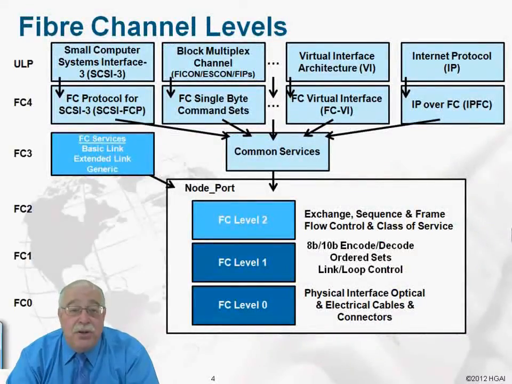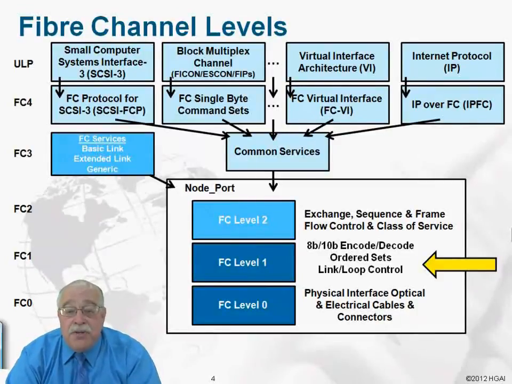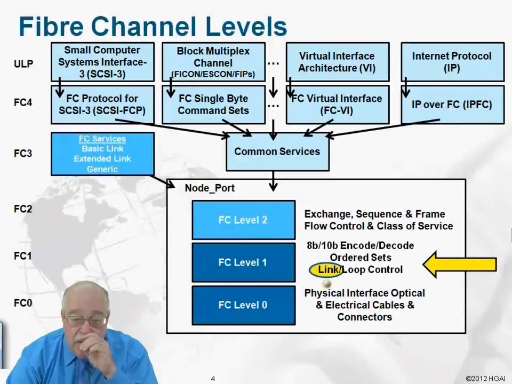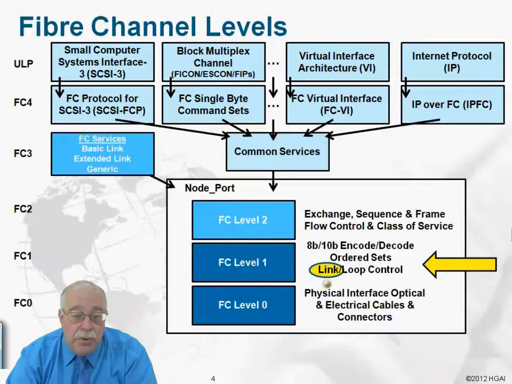Here's our Fibre Channel level diagram, and now we're on FC Level 1. And again, it's in FC Level 1 that performs the 8-bit, 10-bit encoding and decoding, the keeping track of what I'll call in-band control through the use of ordered sets. There are different ordered sets that exist in Fibre Channel. And we'll talk about link control in a point-to-point link environment, and later we'll at least talk a little bit about loop control and what happens in Level 1 if I'm dealing with an arbitrated loop.